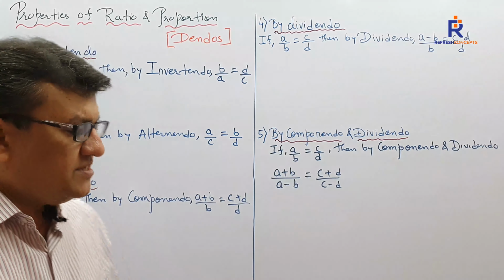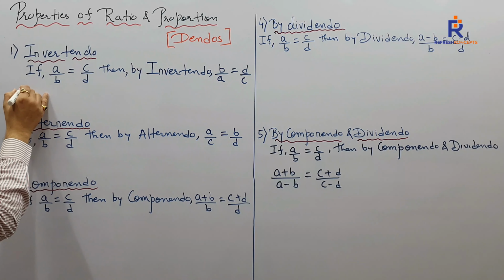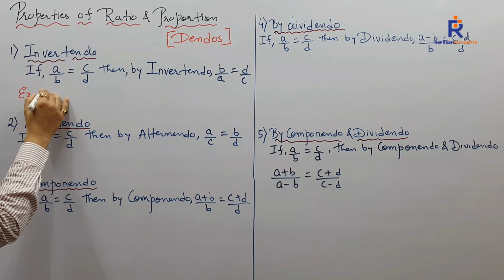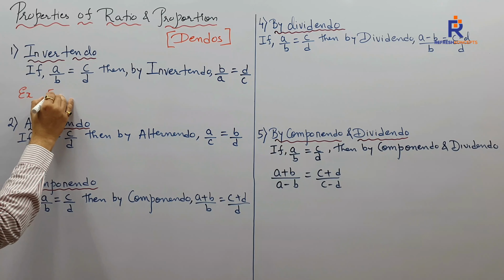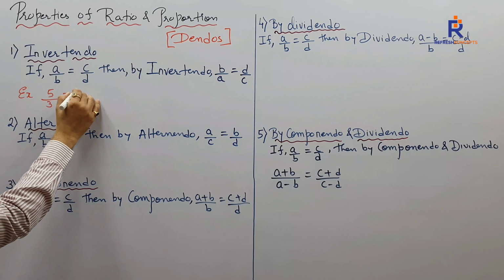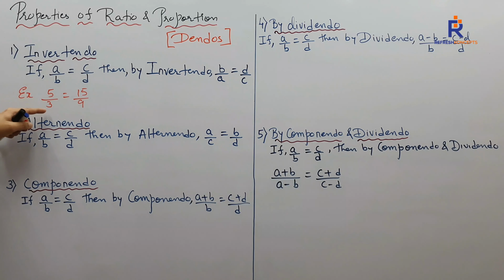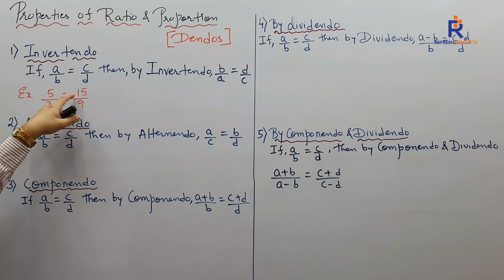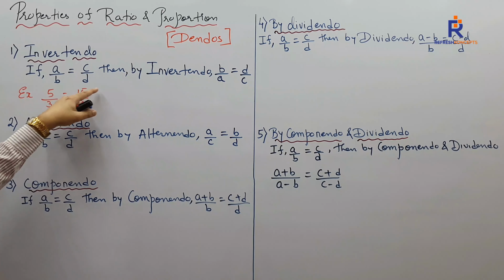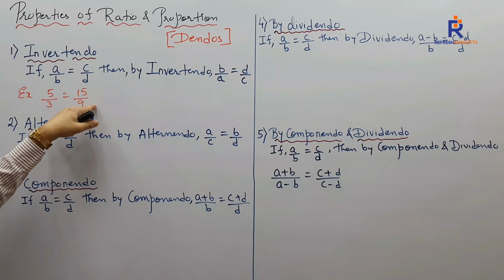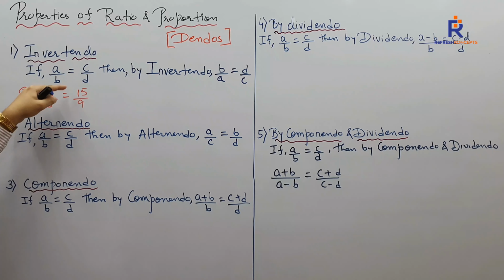So for example, we have one ratio, say 5 by 3 is equal to 15 by 9. Now 5 by 3 is nothing but 15 by 9. Children, you can cross check it, right? 5 3s are 15, 3 3s are 9. So again I'm going to get 5 by 3. I take 5 by 3 is equal to 15 by 9 only to make you understand that we have A by B is equal to C by D.